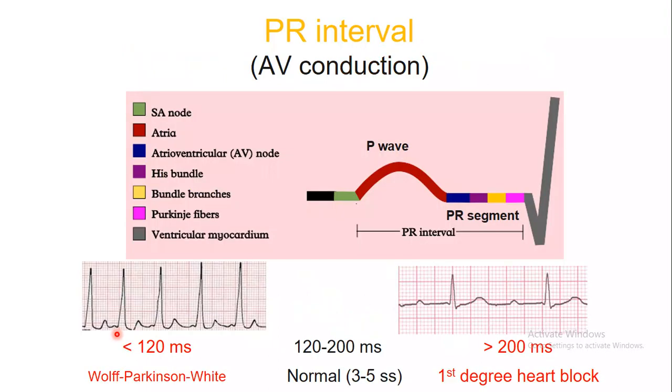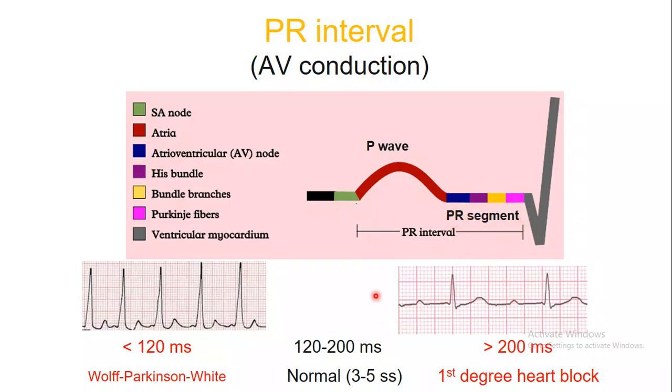The next segment will be moving from the P wave to the PR segment and the PR interval, which represent the conduction of the depolarization wave from atria to ventricle through the conduction system of the AV node and His-Purkinje fibers. So if we have disease in the AV node or His-Purkinje fibers, the time taken by this wave will be prolonged.